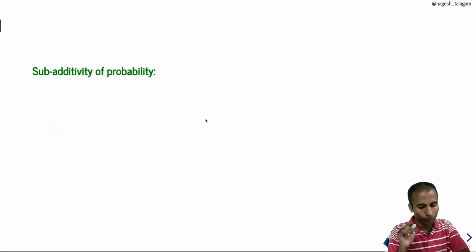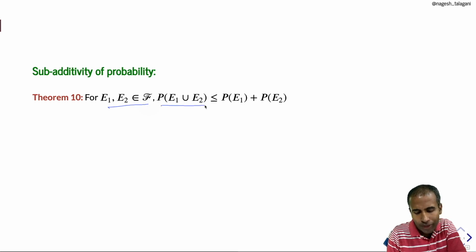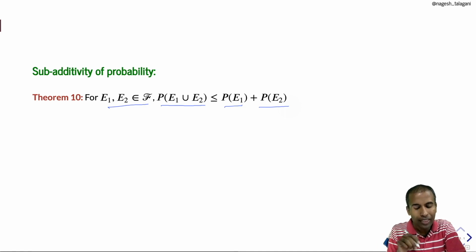Next, subadditivity of probability. Here is the statement, Theorem 10. For any two events in the event space, the probability of E1 union E2 is always less than or equal to the probability of E1 plus the probability of E2. Equality happens only when E1 and E2 are mutually exclusive. That follows from finite additivity of probability. In general, we have this inequality. The proof is easy.